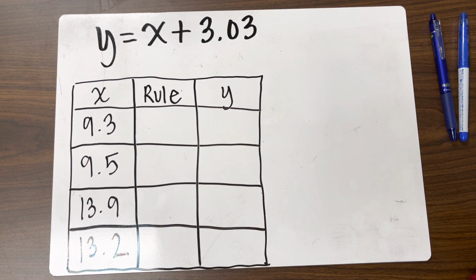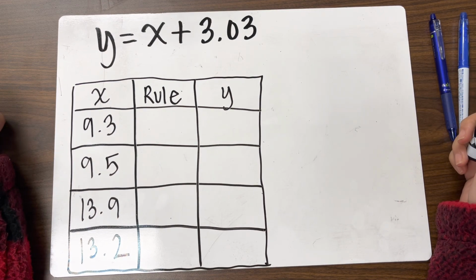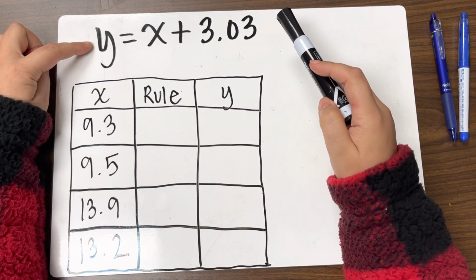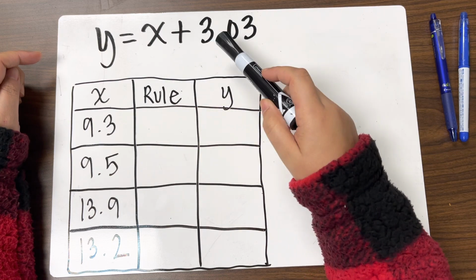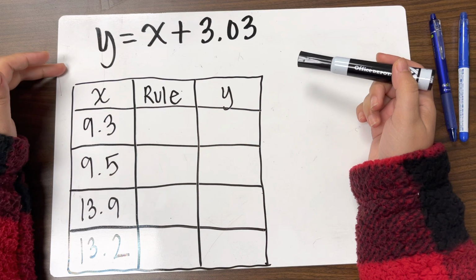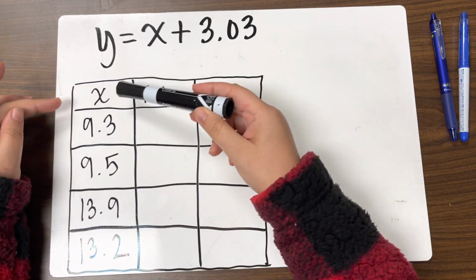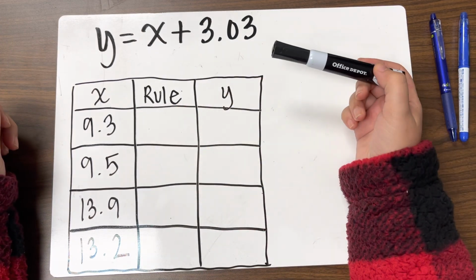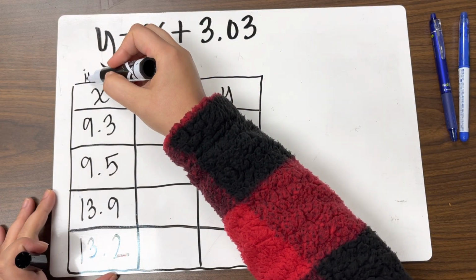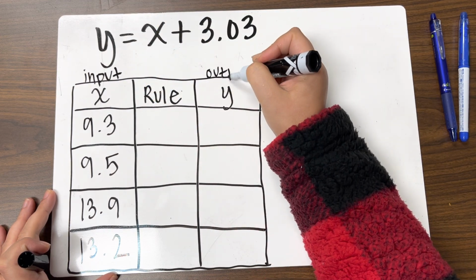Hey guys, today we're going to be talking about additive and multiplicative relationships. We're going to start with an additive relationship, and we have this equation here that says y equals x plus 3 and 3/100. I'm going to use this equation as my rule for completing my input-output table. My input is always going to be my x, and my output is going to be my y.